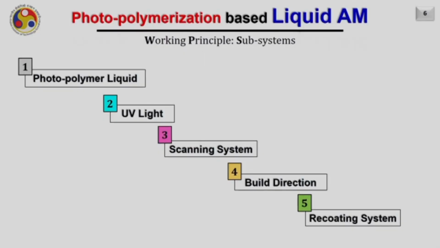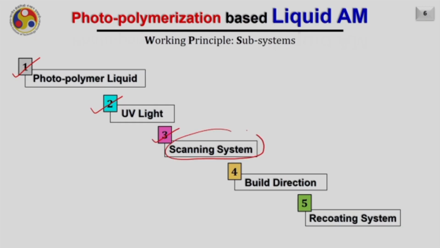Therefore, let us now discuss what different subsystems are required if you want to develop a 3D printer or additive manufacturing equipment based on this principle. So, of course, you will first need the photopolymer liquid, then of course, you will need a UV light, then there should be some scanning system.